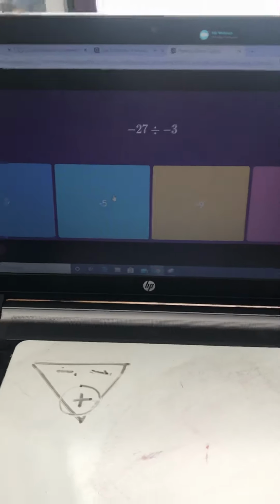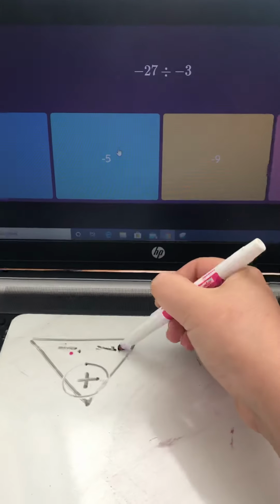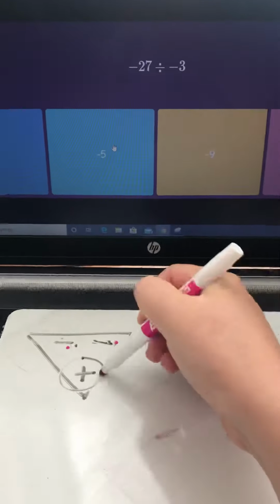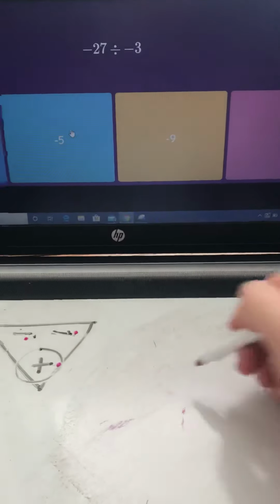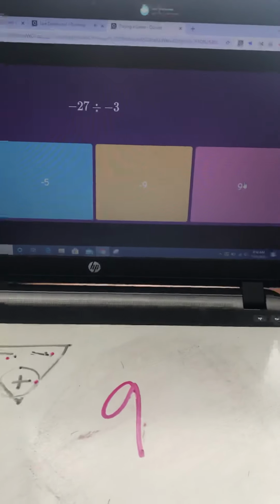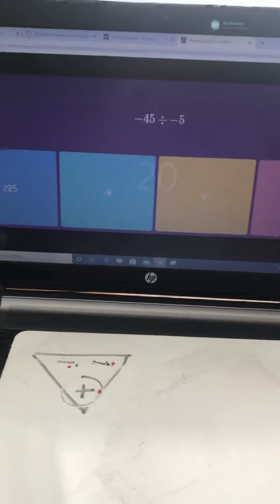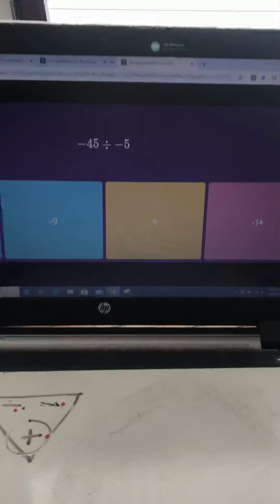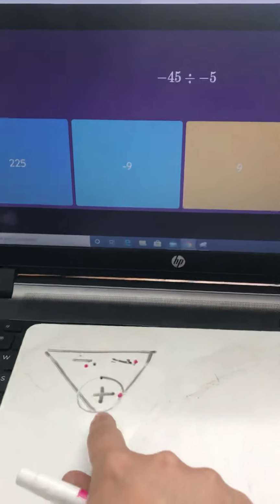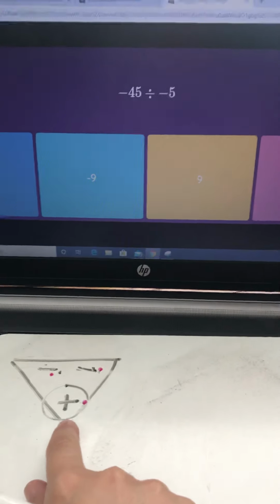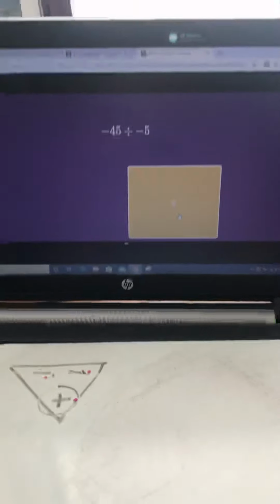Number 19, negative 27 divided by negative 3. So here we have 2 negatives. Using our little trick, our quotient is going to be a positive number, so 27 divided by 3, if we think about that, it would be positive 9. Last question, negative 45 divided by negative 5. Just like the previous question, we had 2 negatives. Our quotient is going to be positive, so we can think of this as 45 divided by 5, which is 9. Let's see how we did.